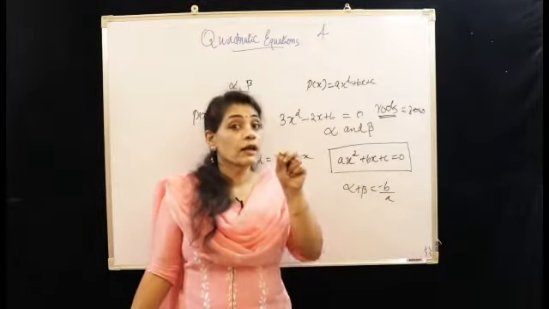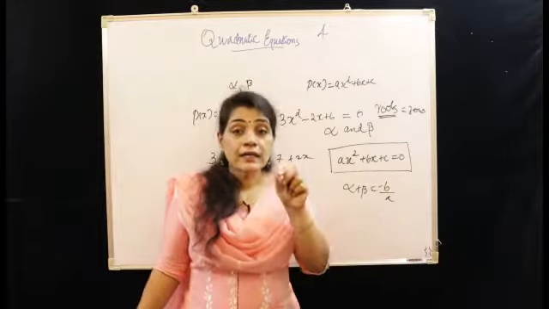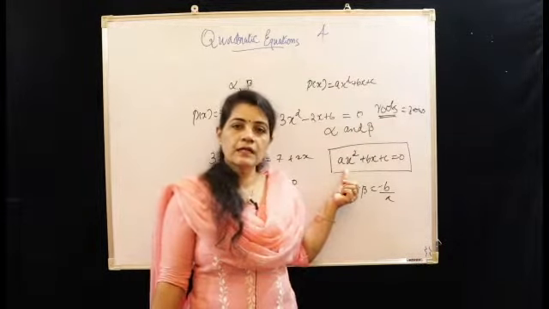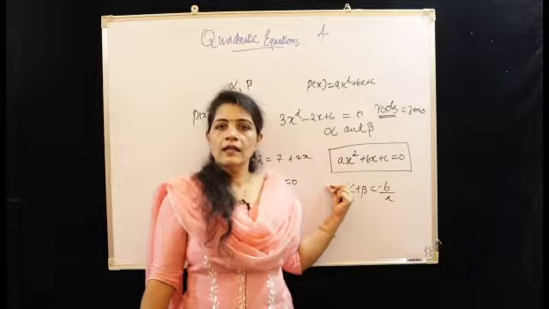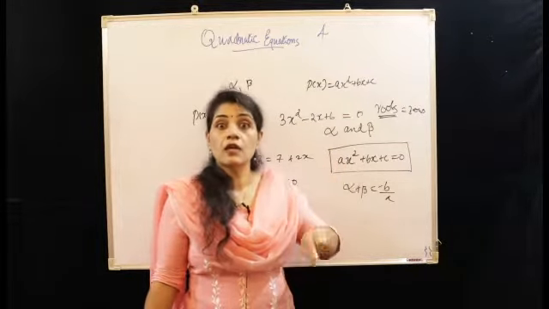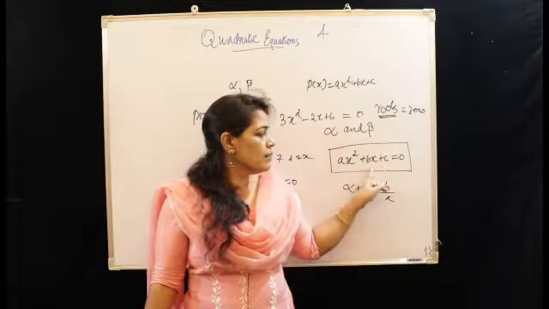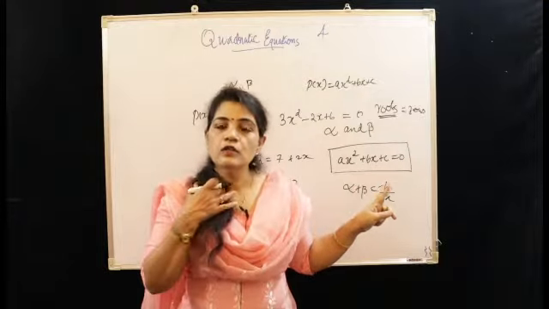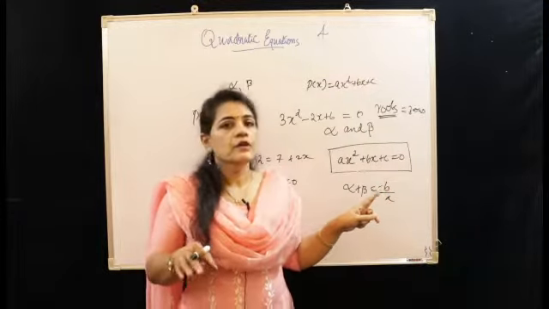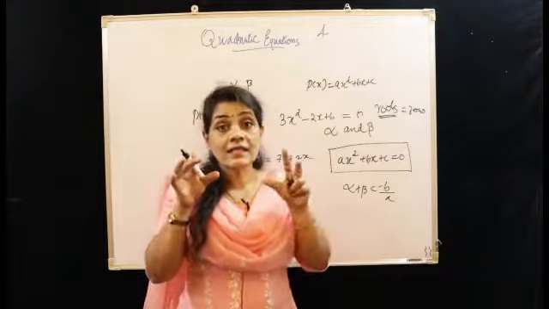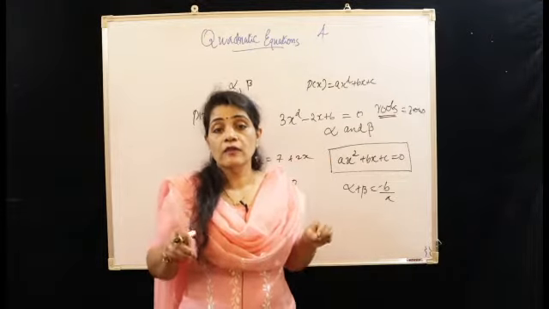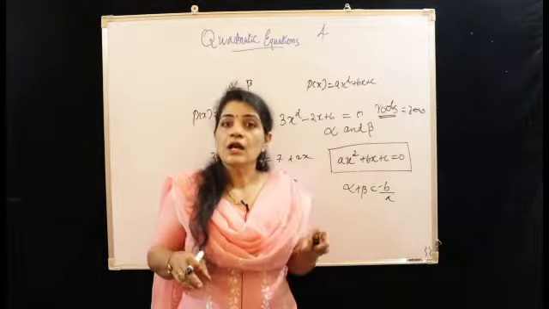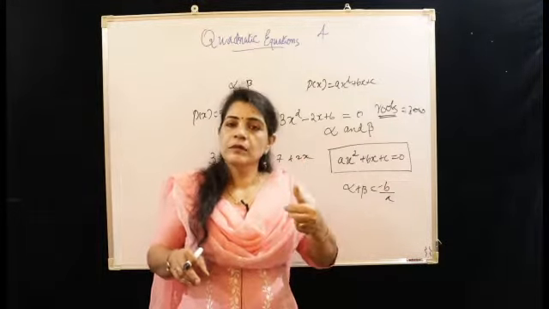See children, in a quadratic equation there should be a term in x square. If a equal to 0, what happens, children? This term will not be there. Then that equation reduces to a linear equation, because the remaining terms will be bx plus c. Here the variable is x and its degree is 1, so it is a linear equation. In order to make it a quadratic equation, the highest power of the variable must be 2. So definitely there should be a term with the variable x whose power is 2.